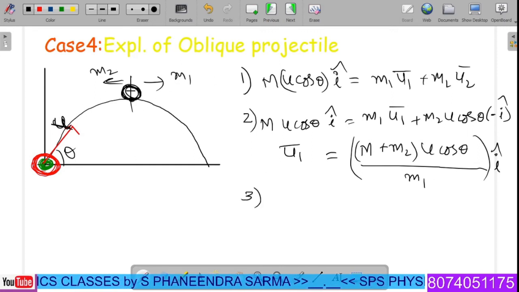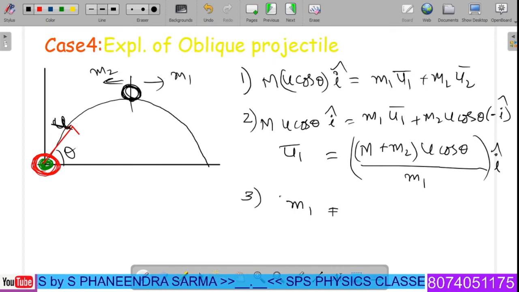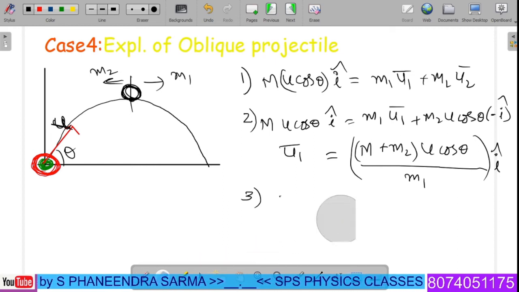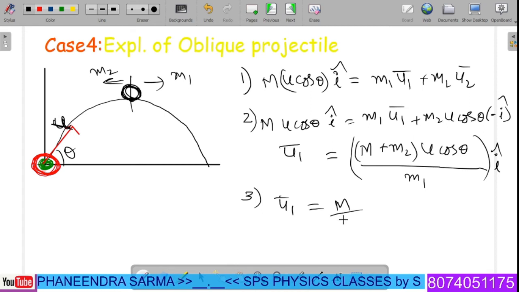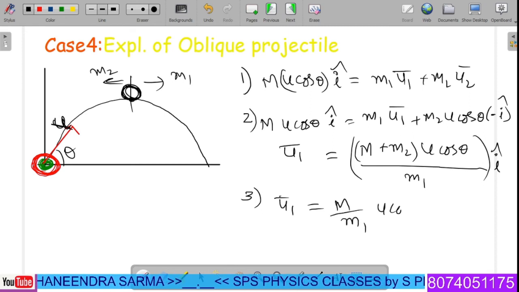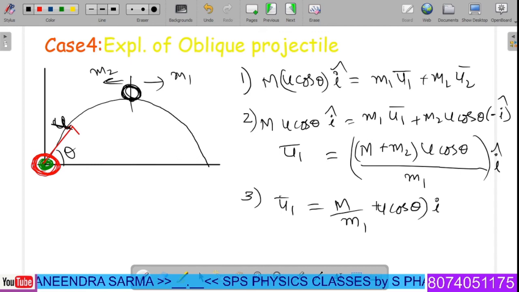Third one, suppose m2 abnormally becomes 0. That means the shell will come to rest and only the remaining part is moving. In such a case, we consider the m2 velocity entirely 0. Therefore, this portion can be taken as 0. As a result, u1 bar is equal to, m1 comes here, therefore m by m1 of u cos theta into i cap we can write. This is the third case we can consider.